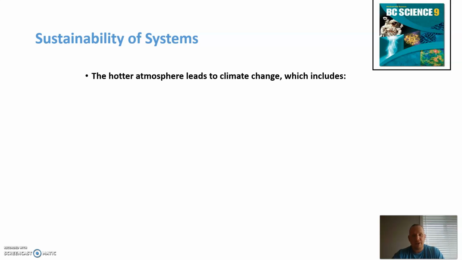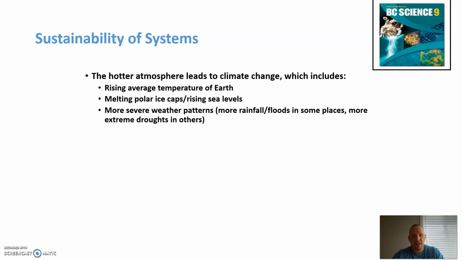So as the temperature increases, that causes global warming or climate change, and that could lead to things like rising average temperature of the Earth, the polar ice caps melting, which causes ocean and sea levels to rise, more severe weather patterns. So if there's a lot more rainfall and floods in some places and more extreme drought in others, as you're going to see in the video, but if it's hotter in parts of the world, more water evaporates.